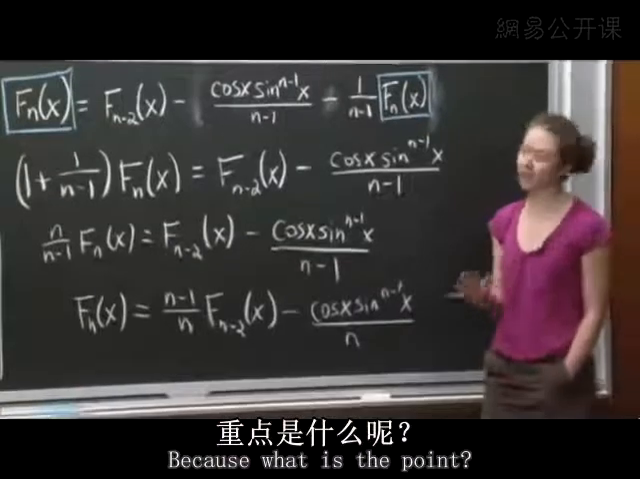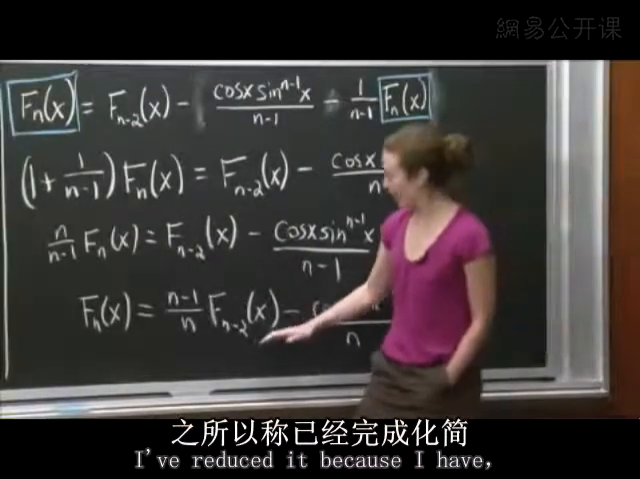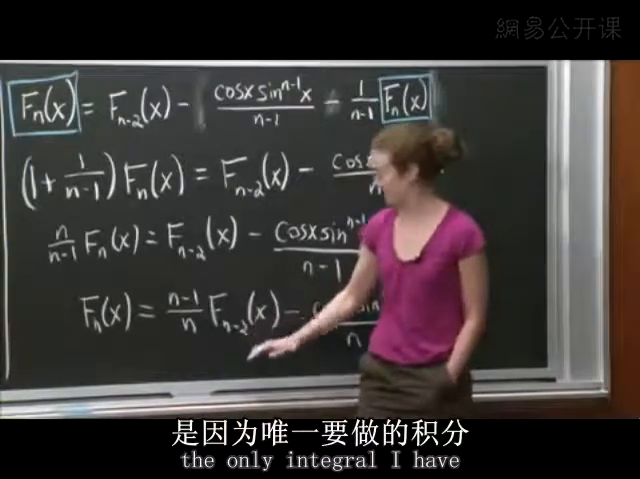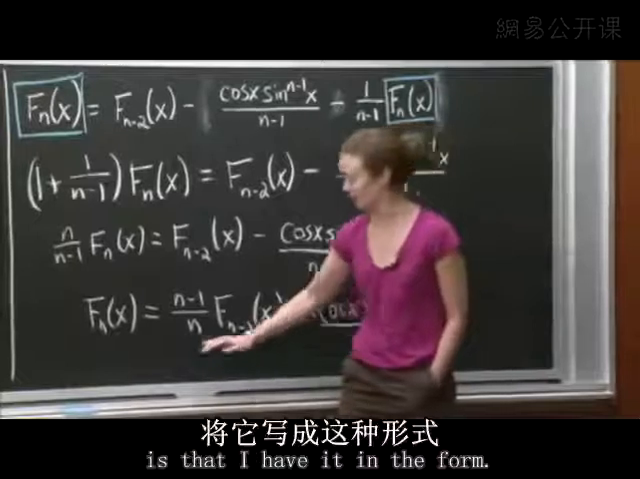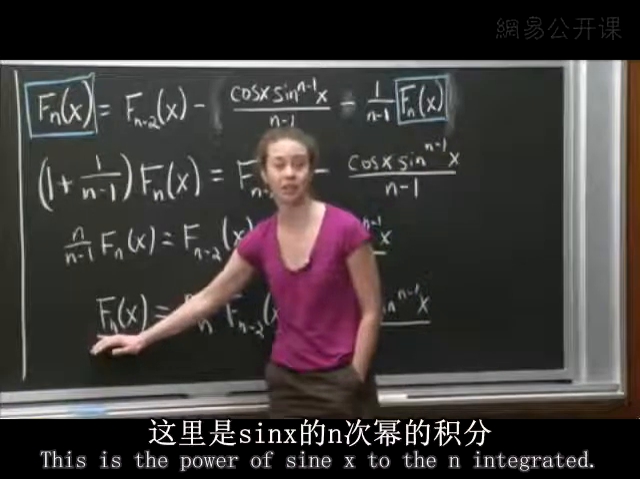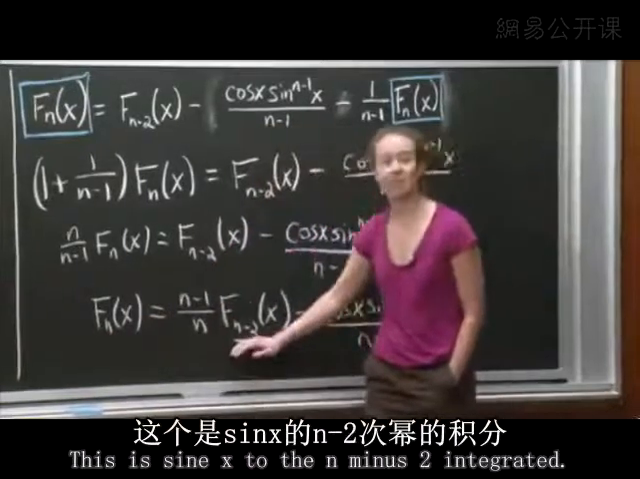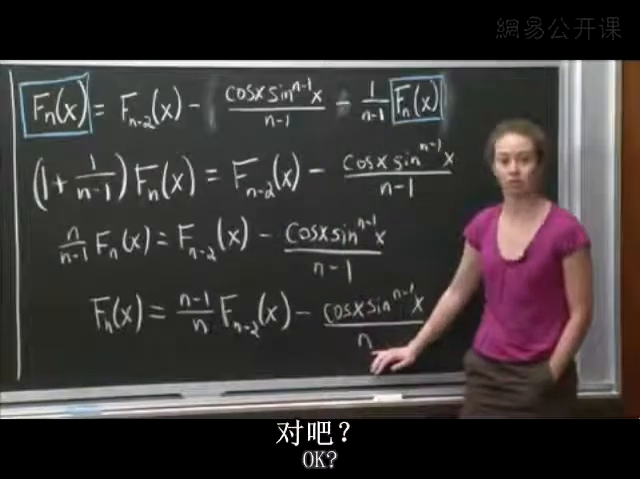Because what is the point? Why can I say, well, I've reduced it? I've reduced it because the only integral I have is an integral that was a power of sine x. And that's the goal, is that I have it in the form, this is the power of sine x to the n integrated, this is sine x to the n minus 2 integrated, and this is just a function.